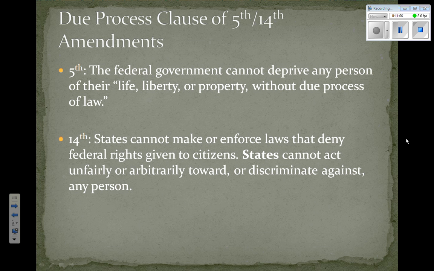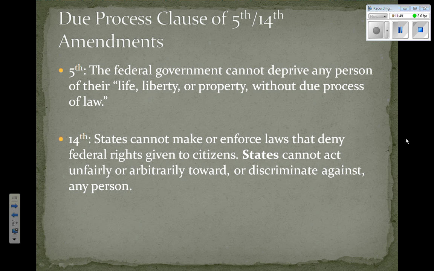Now, where that failed is that at that point when they wrote this, it only referred to federal laws and federal courts. But the state courts were very much doing their own thing and acting in their own way. So that's why it was after the Civil War that the 14th Amendment had a due process clause in it. And that stated that states cannot make or enforce laws that deny federal rights given to citizens. So again, it's the states that cannot act unfairly or arbitrarily toward or discriminate against any person.